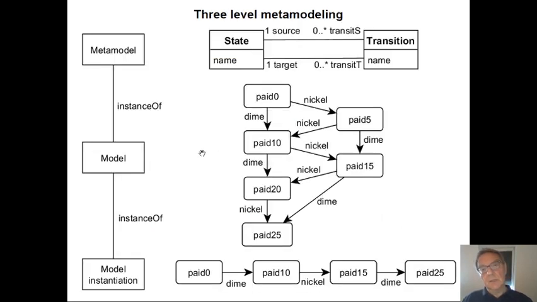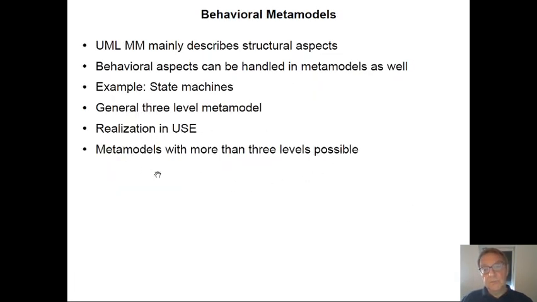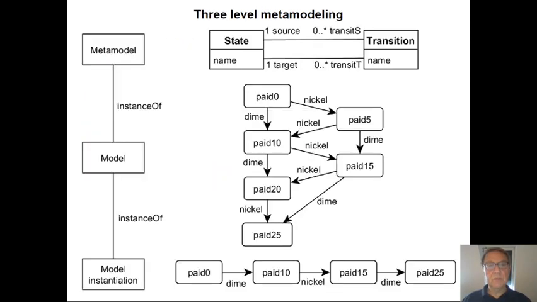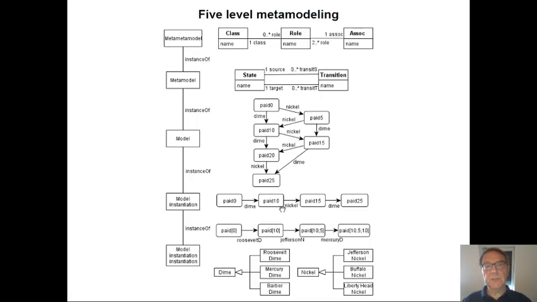So this is a 3-level metamodeling. I mentioned in the intro before, metamodels with more than 3 levels are possible. So let's jump to something which is labeled here 5-level metamodeling. In the 5-level metamodeling example, we have the metamodel, the model, and the model instantiation. So the middle part here is as before.